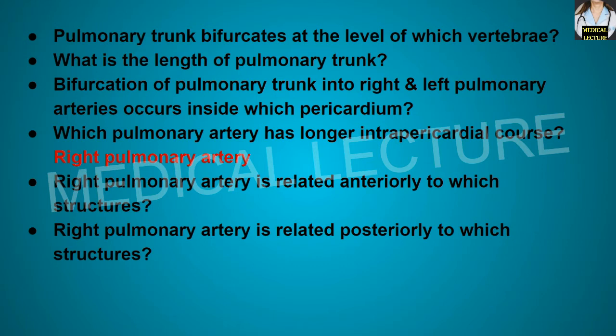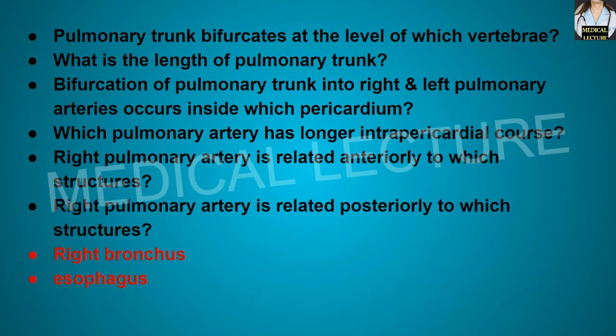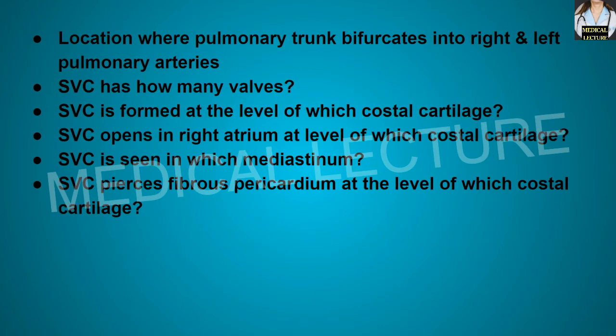Right pulmonary artery is related anteriorly to which structures? To ascending aorta, superior vena cava and the upper right pulmonary vein. Right pulmonary artery is related posteriorly to which structures? Right bronchus and esophagus. Now what is the location where the pulmonary trunk bifurcates into right and left pulmonary arteries?